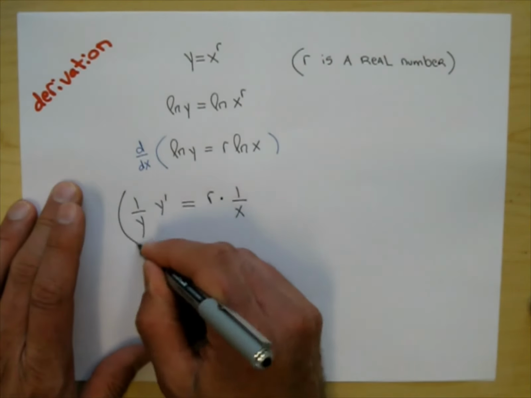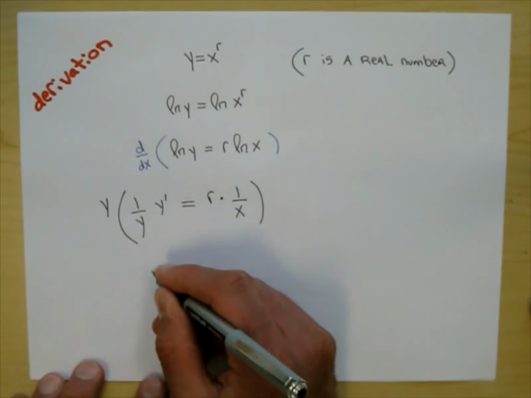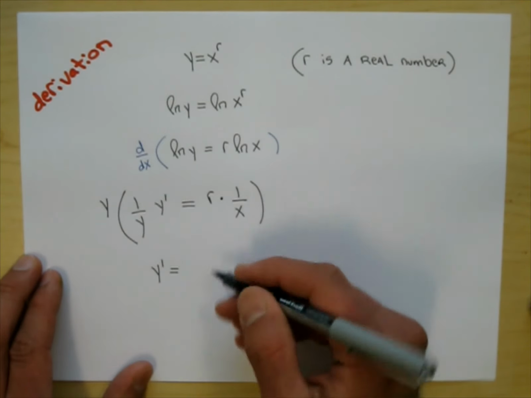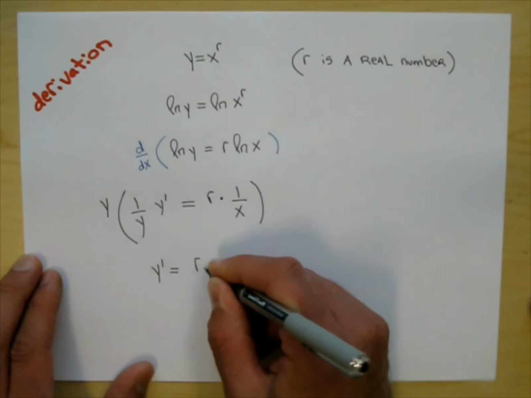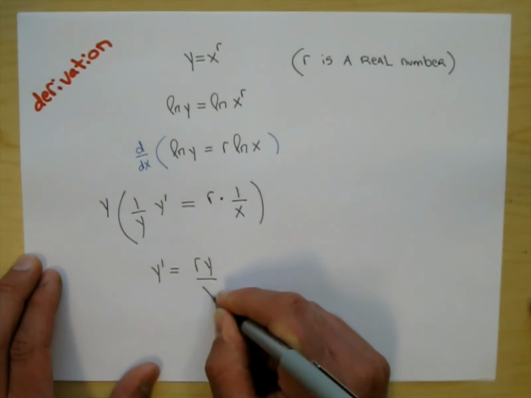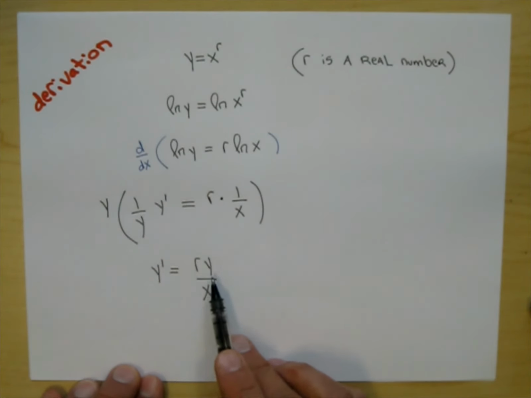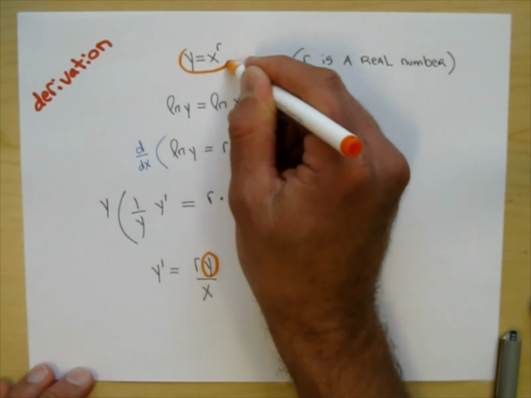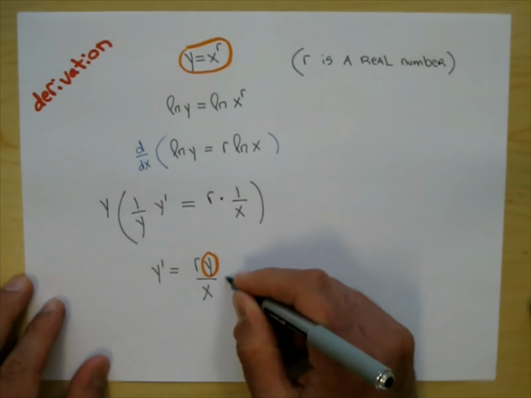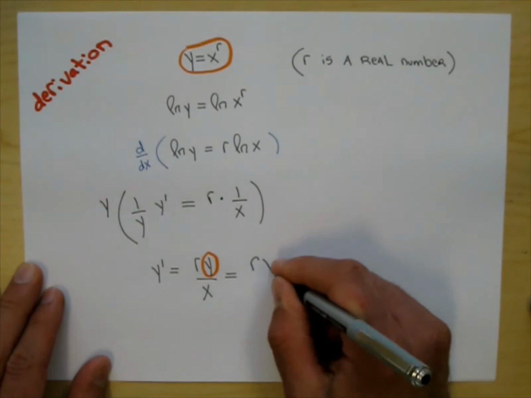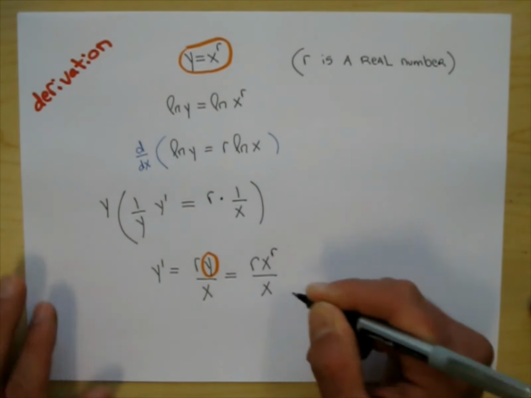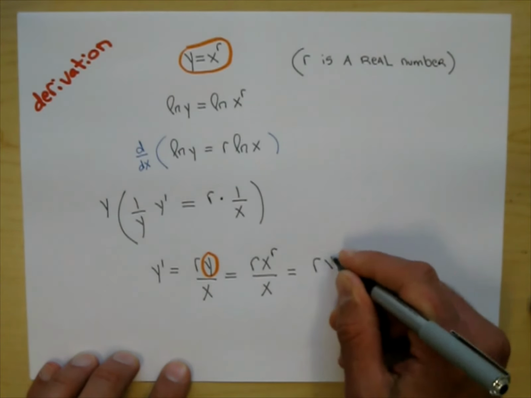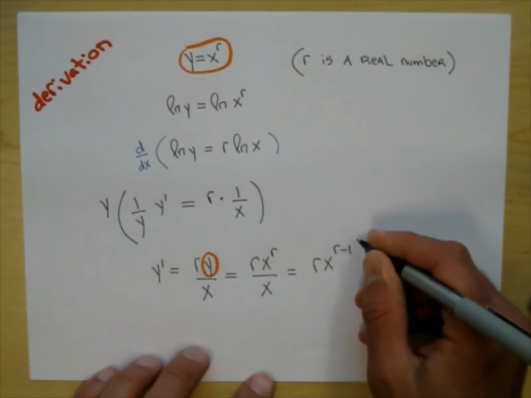I'm going to multiply both sides of this equation by y because I'm solving for y prime, so I have y prime equals, well, this is going to be r times y, all over x. And we want to figure out what we can replace this y with. Well, we have that right up here. So this equals r x to the r all over x. And we can use properties of exponents to write this as r x to the r minus 1.